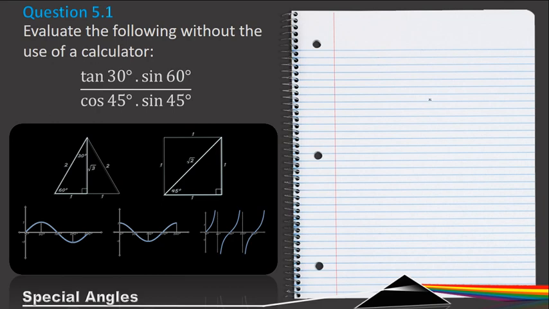So for question 5.1, evaluate the following without the use of a calculator. Now tan of 30, so we go to this angle of 30, and tan is opposite over adjacent, so that's 1 over the square root of 3. And then sine of 60, we have the 60, sine is opposite over hypotenuse, so that's the square root of 3 over 2, and that's all over cos of 45. So 45 and cos is adjacent over hypotenuse, so that's 1 over the square root of 2, and then sine of 45, opposite over hypotenuse, 1 over square root of 2. Now to simplify that, these two will cancel, so I have a half, and then 1 times 1 is 1, square root of 2 times the square root of 2 is 2, so a half over half is equal to 1.